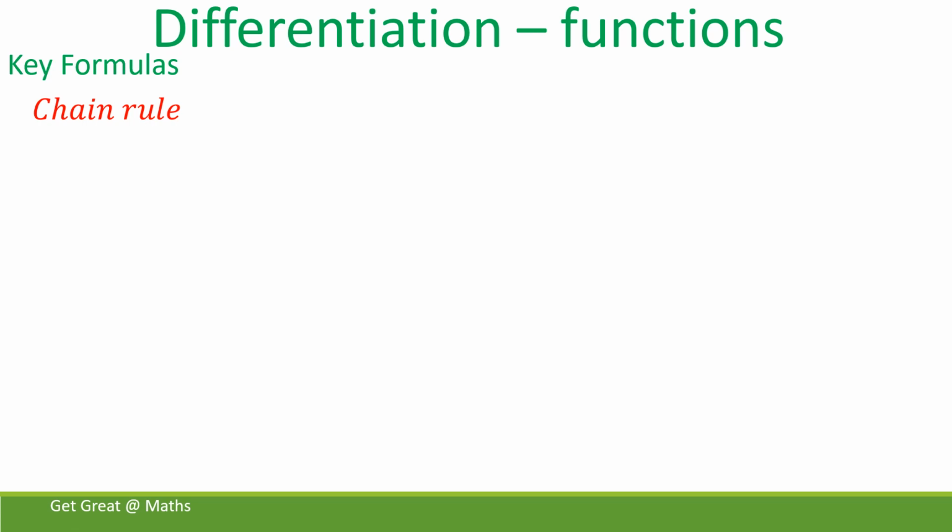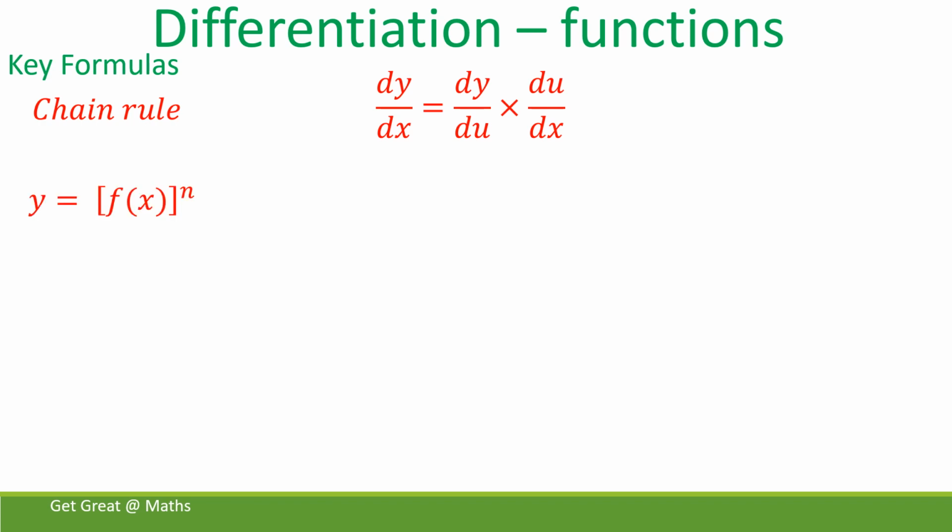The next formula is really important, and this is the chain rule. Now, dy by dx is equal to dy by du times by du by dx. The chain rule is really important when we have to differentiate parametric equations, and it can be used to differentiate the next function that we're going to look at, y equals f of x to the power of n.